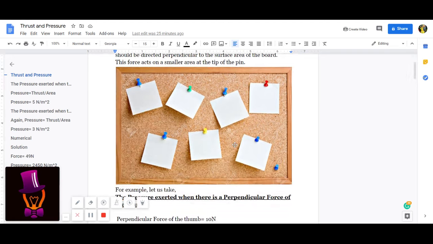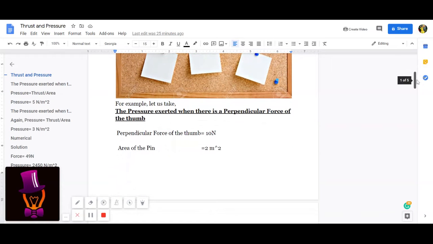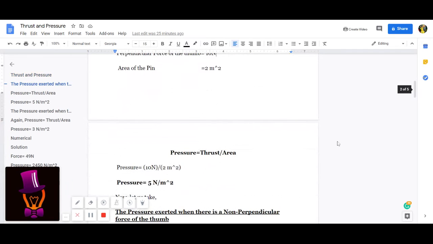So here is a picture of a bulletin board and here are the pins fixed to the board. For example, let us take the pressure exerted when there is a perpendicular force of the thumb. So let us keep the perpendicular force of the thumb as 10 Newton and let us keep the area of the pin as 2 meters square. So now, as we know, pressure is equal to thrust by area, or force by area. Perpendicular force is only called thrust. So pressure is equal to 10 Newton, which is the thrust, by 2 meters square, which is the area. Pressure is equal to 5 Newton per meter square.